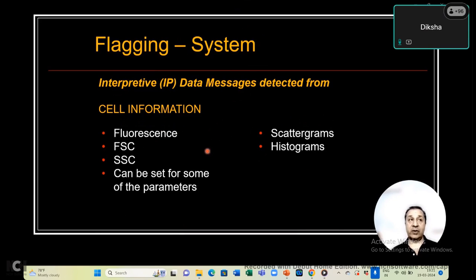For example, as I told you about infected red blood cells, you also take information from scattergrams and some histograms. For example, the RBC histograms and the platelet histograms to identify the presence of fragmented red cells as well as large platelets.